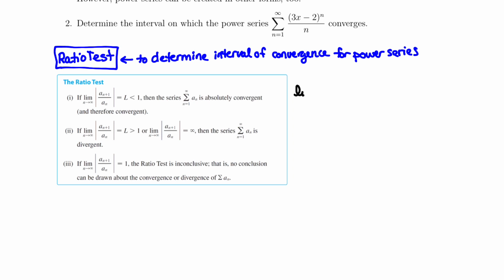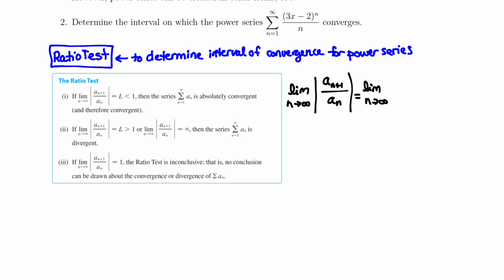We want to look at the limit as n goes to infinity of the n plus first term over the nth term. And what does that look like? Well, that simply looks like taking the limit as n goes to infinity of the absolute value of (3x minus 2) to the n plus 1, so we just put n plus 1 wherever there's an n to start, over n plus 1, all divided by (3x minus 2) to the n over n.